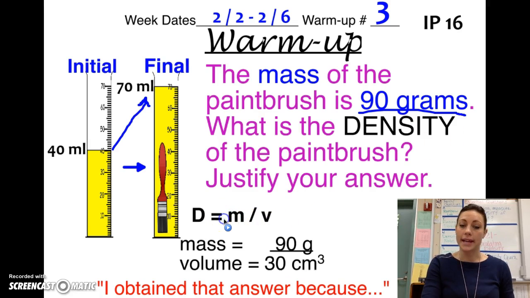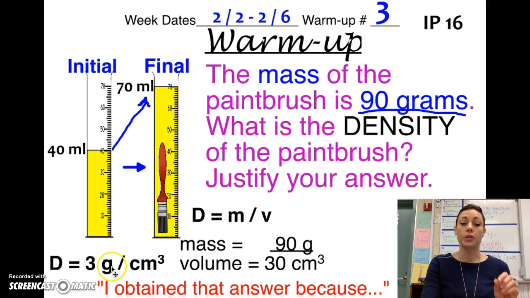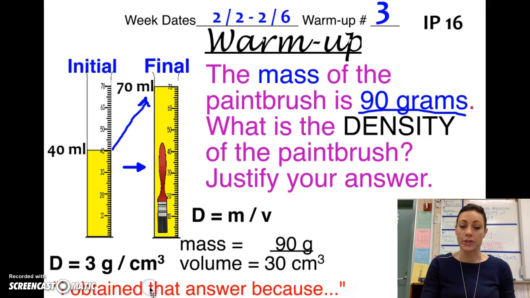So I know that I can set up my problem like this. The mass of the paintbrush is 90 grams, they told me in the problem, and the volume of the paintbrush is 30 centimeters cubed because it displaced 30 milliliters of water. When I divide both of these, I calculate that the density of the paintbrush is 3 grams per cubic centimeter. Grams per cubic centimeter is the unit for density. You should have obtained that answer by dividing the mass of the paintbrush by the volume of the paintbrush.